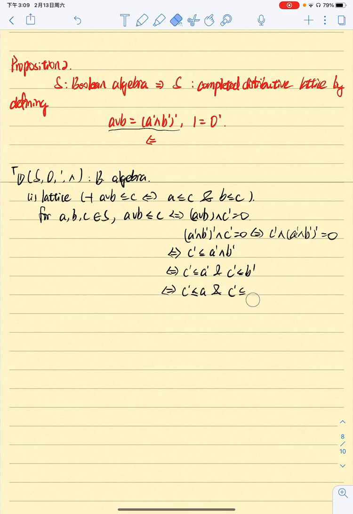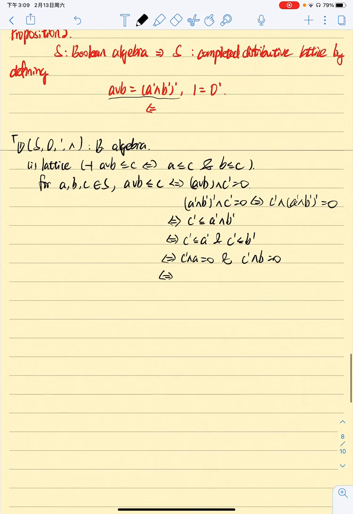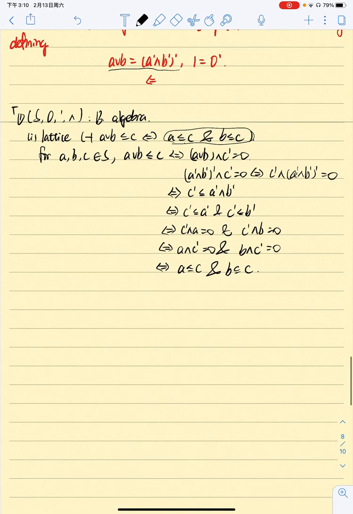Oh, sorry, here it must be C prime and A is 0 and C prime and B is 0. So we change this to B and C prime is 0. Then we get A smaller than C and B smaller than C. Okay, we get this result. So S is a lattice.